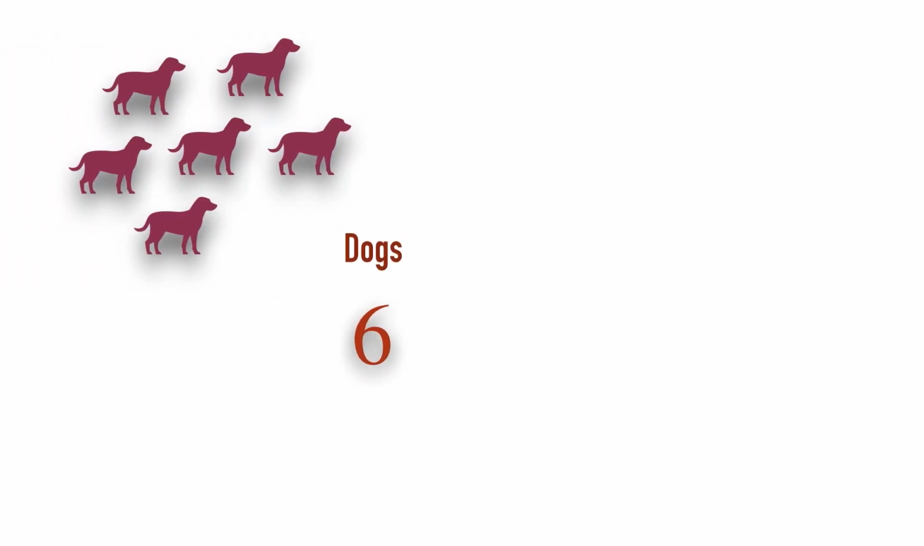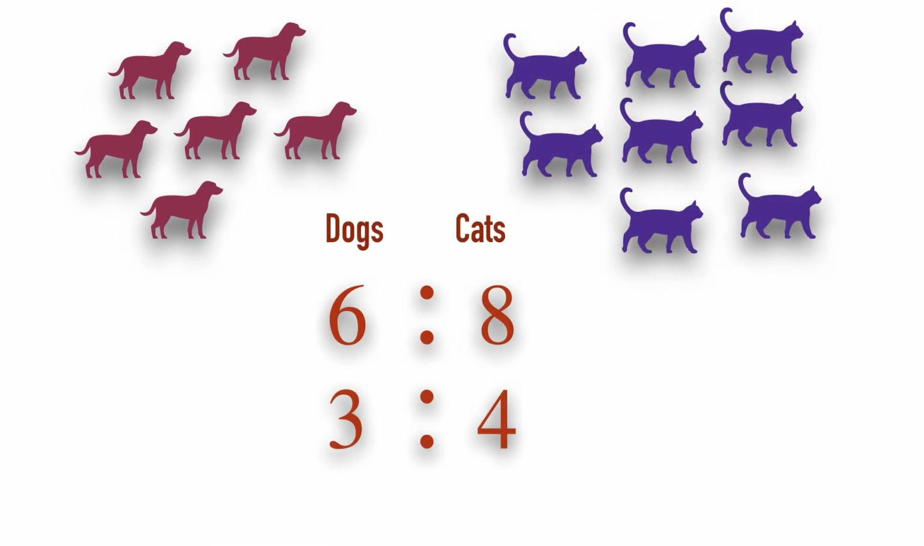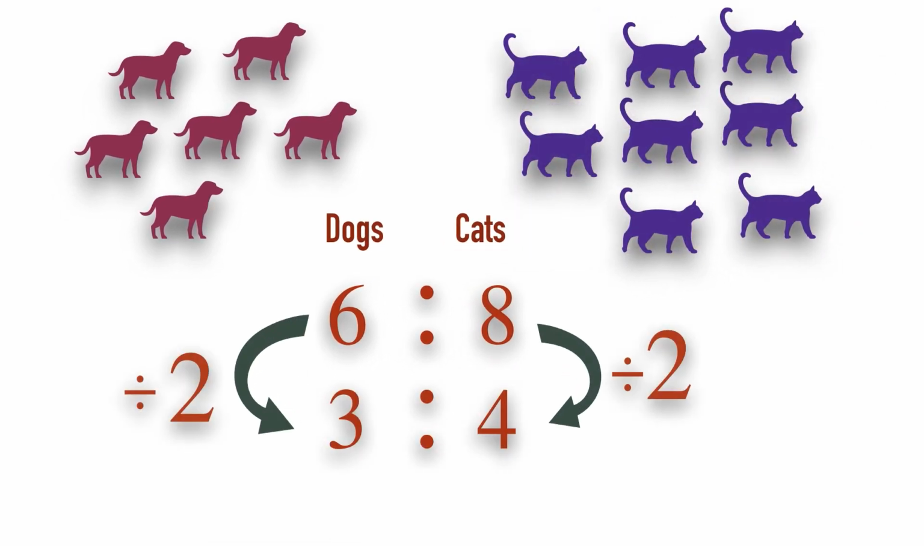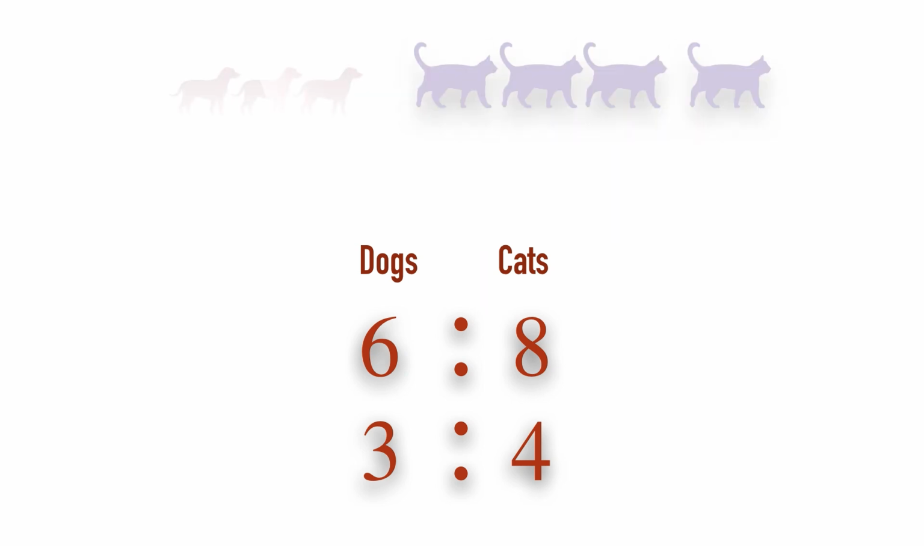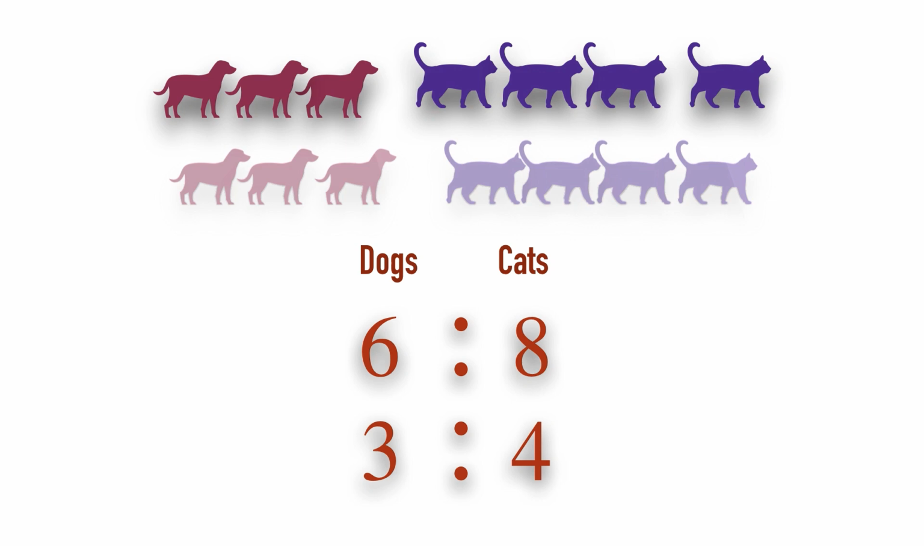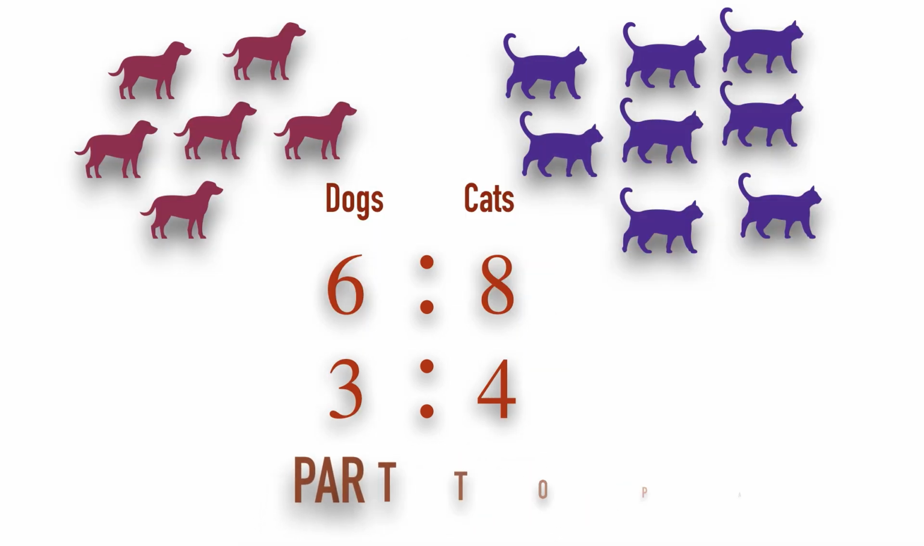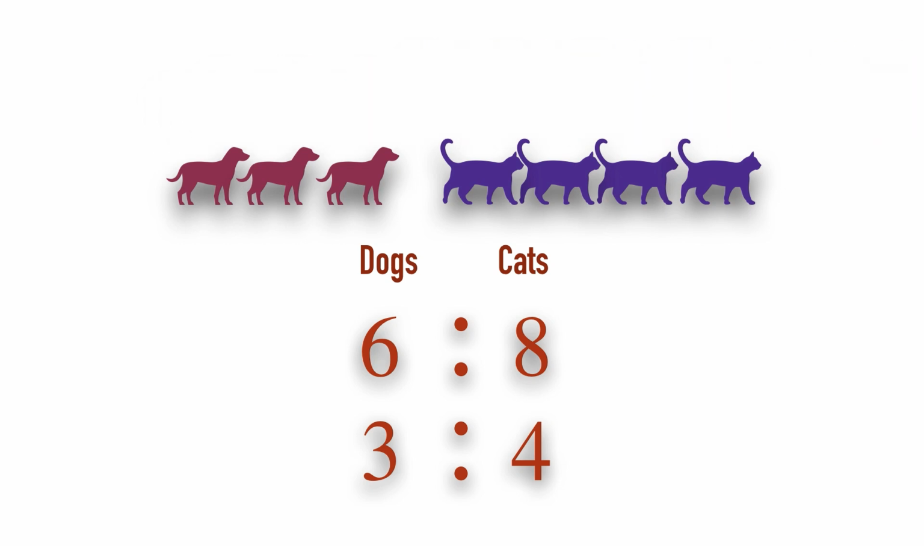If you have 6 dogs and 8 cats in the pet shop, the ratio of dogs to cats is written as 6:8. However, we can divide 6 as well as 8 by 2 to give the ratio of 3:4 in its simplest form, which means there are 4 cats to every 3 dogs. This is an example of part-to-part ratio, as it compares 3 parts dogs to 4 parts cats.